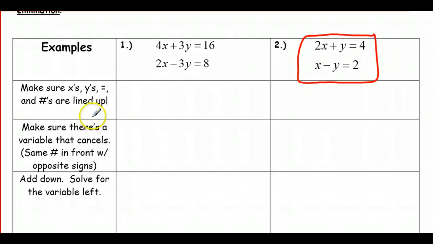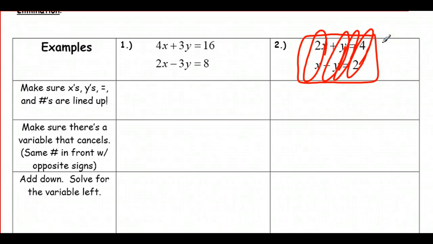All right, in step 1, we want to make sure our variable terms are all lined up, our equals is lined up, and our constant terms are lined up. So very quickly, I should see my x terms, my y terms, my equals, and my constant terms are all lined up. In this case, they are. So we don't need to do anything in step 1, so now we can move on to step 2.